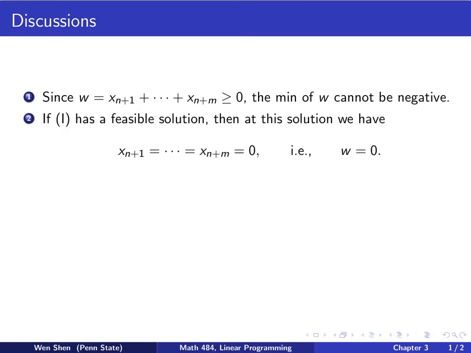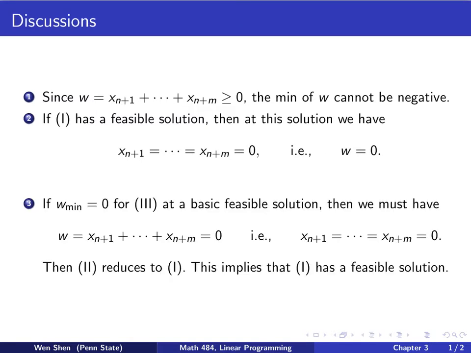Second, if the constraints 1, the original constraints, if that system has a feasible solution, then when you plug in this feasible solution, all the equations hold with equal sign without introducing the artificial variables. Therefore, at this solution, we would have all the artificial variables be 0. Then that would imply W would be 0.